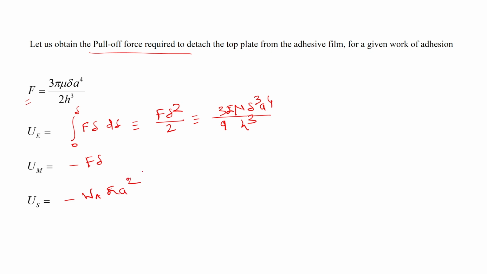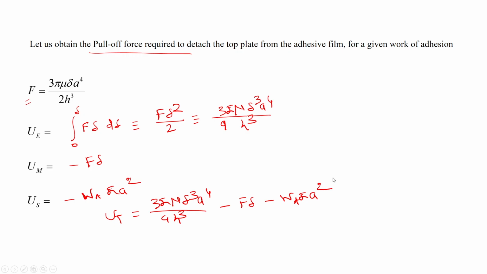So, pi a square is the area, and because of adhesion, this is the amount of energy that remains in the interface. So, it is minus W_A because there is adhesion, so it has to be negative. It is minus W_A pi a square. So, the total energy U_T is equal to 3 pi mu delta squared a to the power 4 by 4 h cube, minus F delta, minus W_A pi a square.